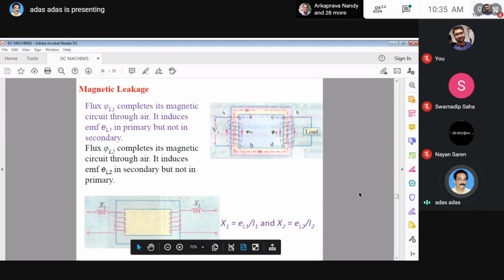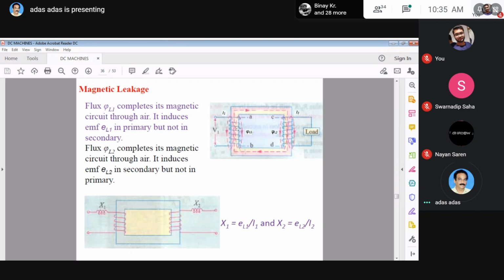Next, come to the magnetic leakage. Up to this, we have considered only the winding resistance, but not any leakage. What is this? Consider this figure. The voltage V1 is applied in the primary side. If we apply voltage V1 here, then I1 will flow. Since I1 flows, the flux will be generated, which is phi 1. So theoretically, all the flux will travel through this path.